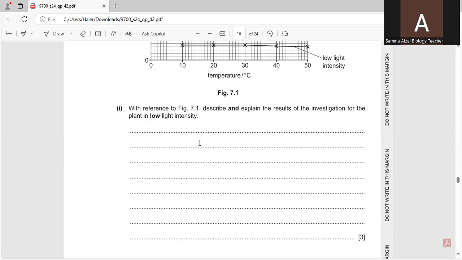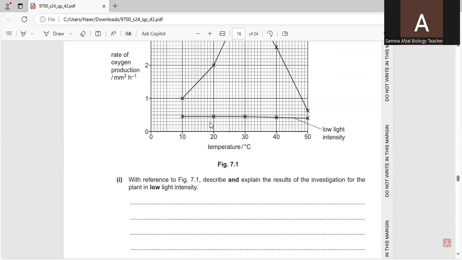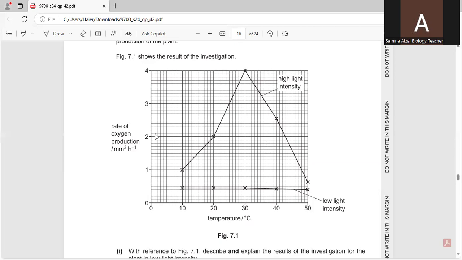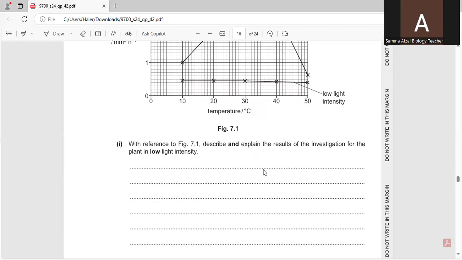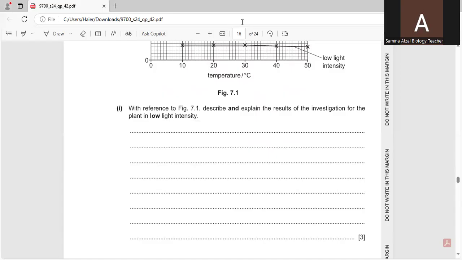Question: with reference to figure 7.1, describe and explain the results of the investigation for the plant in low light intensity. In low light intensity, a constant rate of production of oxygen has been shown. As the temperature is increasing, there is no change in the rate of oxygen production. So we are going to write the answer in the light of this graph. That is, the rate of oxygen produced or the rate of photosynthesis is low or it stays constant.